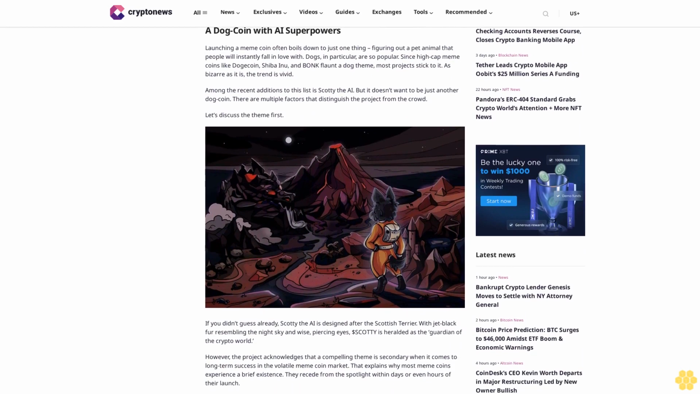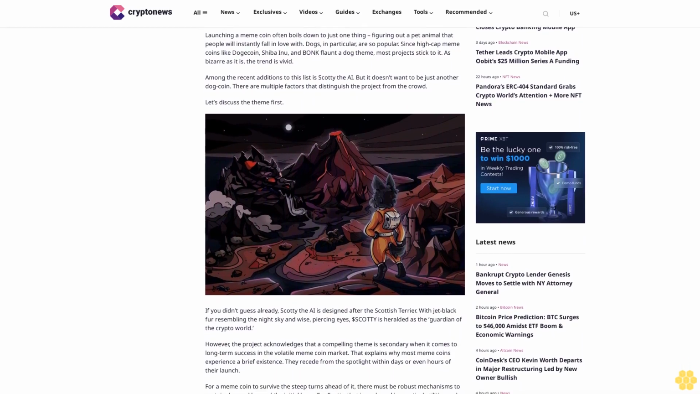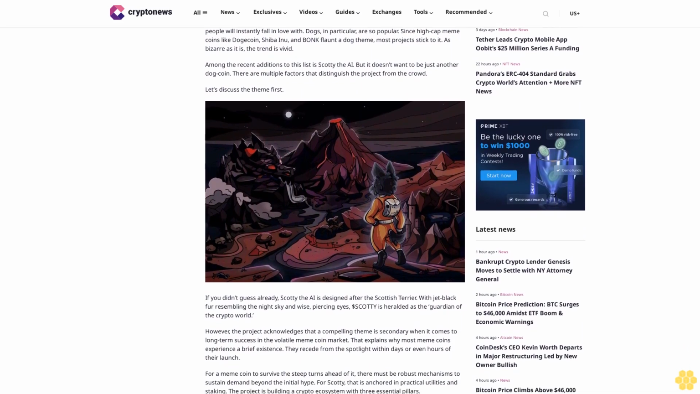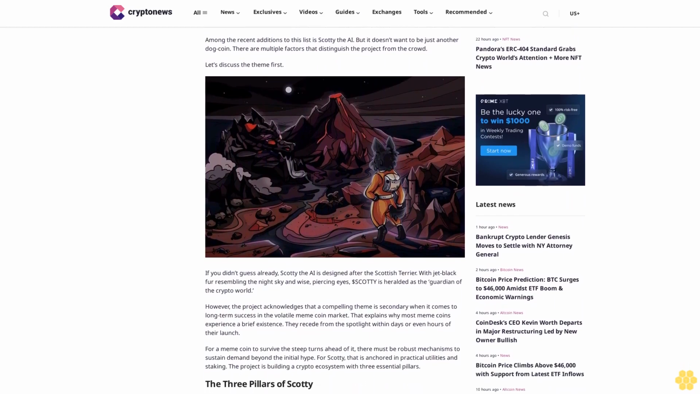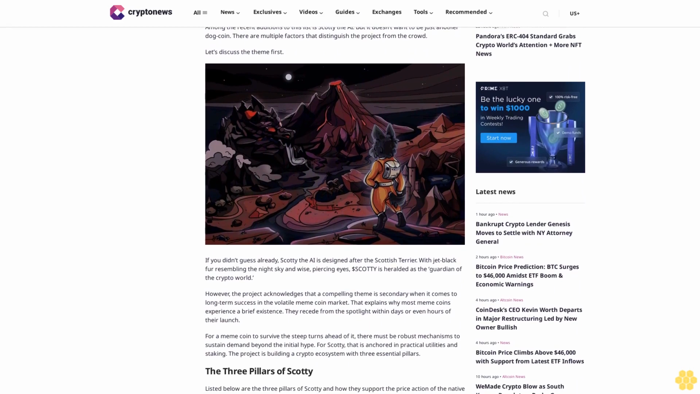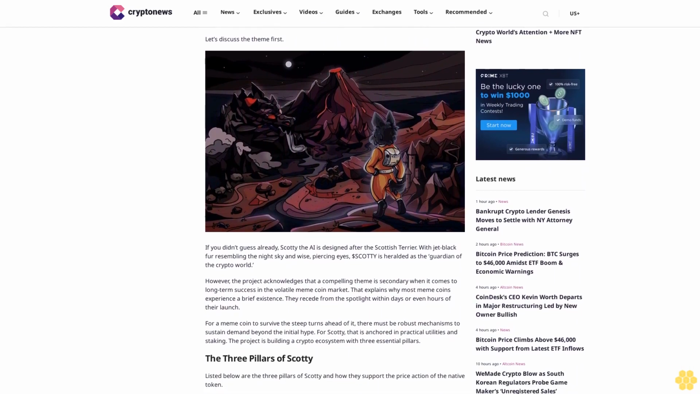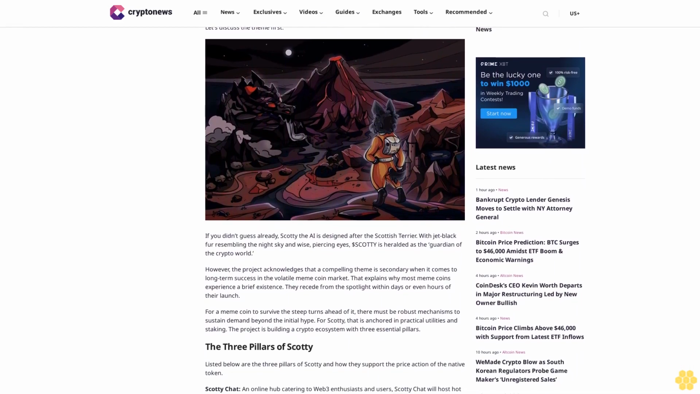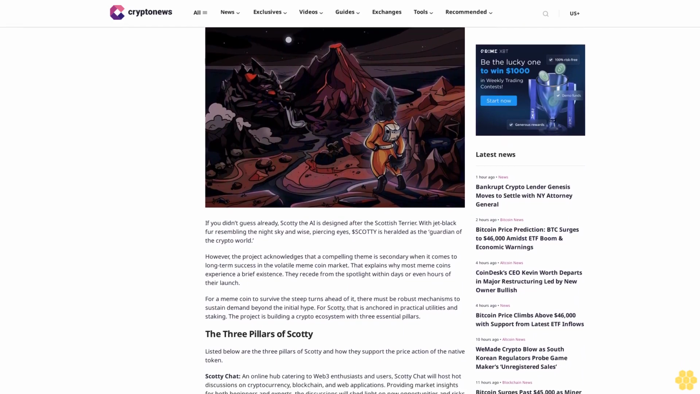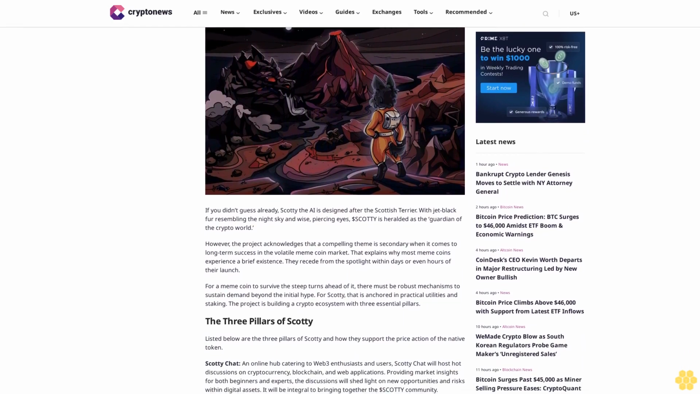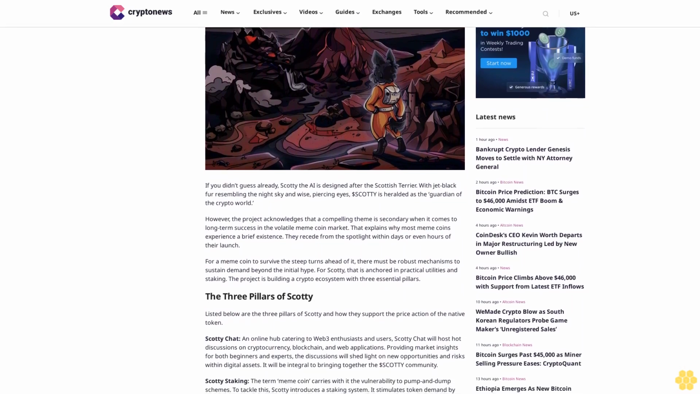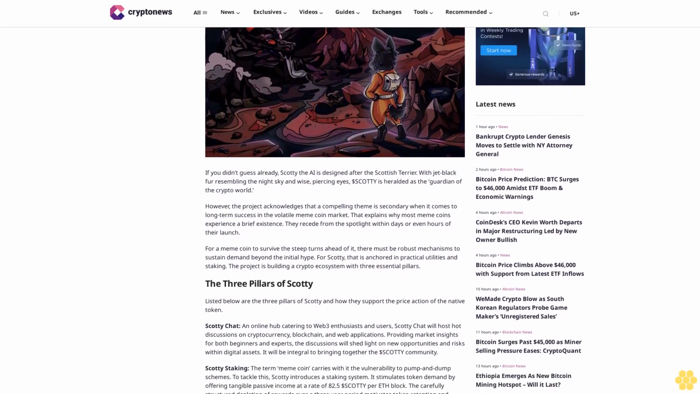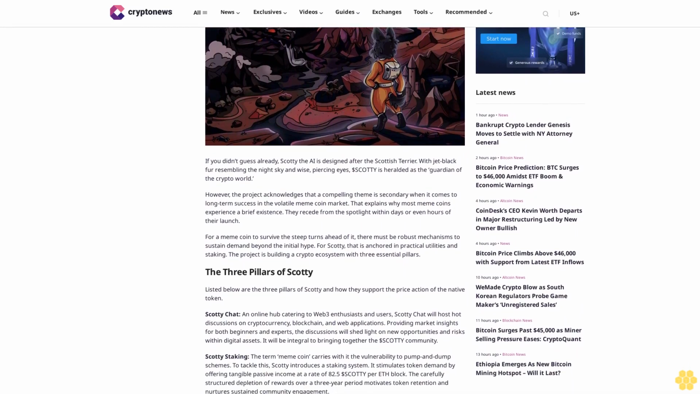A dogcoin with AI superpowers. Launching a meme coin often boils down to just one thing: figuring out a pet animal that people will instantly fall in love with. Dogs, in particular, are so popular. Since high-cap meme coins like Dogecoin, Shiba Inu, and Bonk flaunt a dog theme, most projects stick to it. As bizarre as it is, the trend is vivid. Among the recent additions to this list is Scotty the AI. But it doesn't want to be just another dogcoin. There are multiple factors that distinguish the project from the crowd. Let's discuss the theme first.